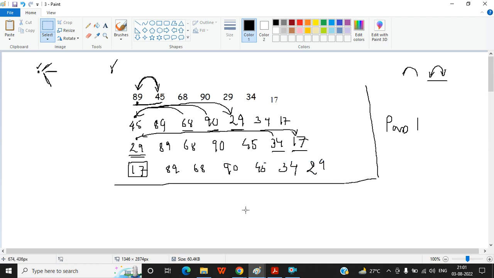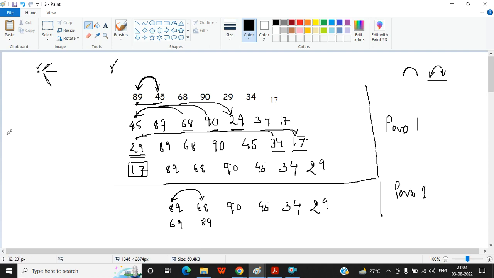I am just copying it and placing it here. Now our task is to sort the remaining elements. How can I do it? You have to consider this place now, the second position, and hold it. Again you have to compare it. See, 68 is smaller than 89, so you replace 68 here and 89 here. In this way you have to go. This will be your pass 2.